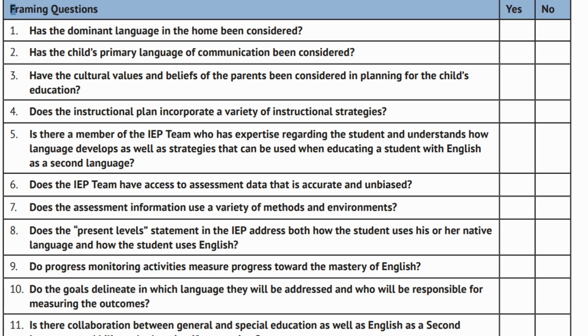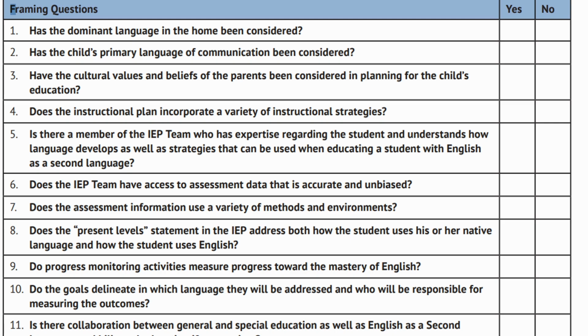Does the IEP team have access to assessment data that is accurate and unbiased? Does the assessment information use a variety of methods and environments? The acronym we use for a comprehensive assessment to have a variety of methods is RIOT: records, interview, observation, testing.